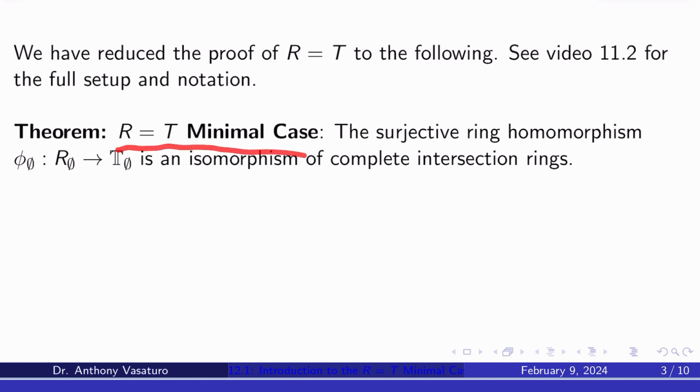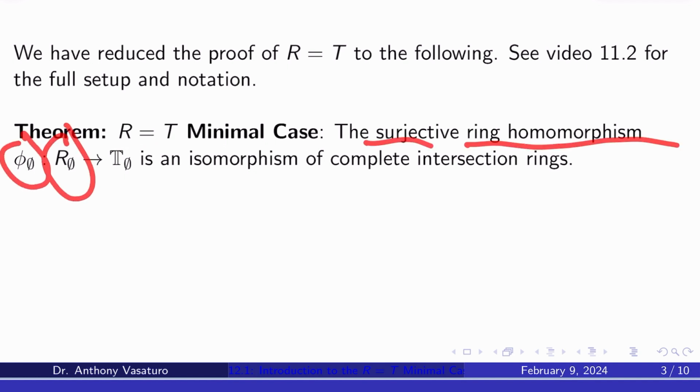Theorem, r equals t, minimal case. The surjective ring homomorphism phi empty set from r empty set to t empty set, where the former is the universal type empty set deformation ring, and the latter is, well, there's one of two ways of thinking about it, I guess. It's either the universal type empty set Hecke algebra, or I guess you could say it's the universal type empty set modular deformation ring. This is actually an isomorphism of complete intersection rings.